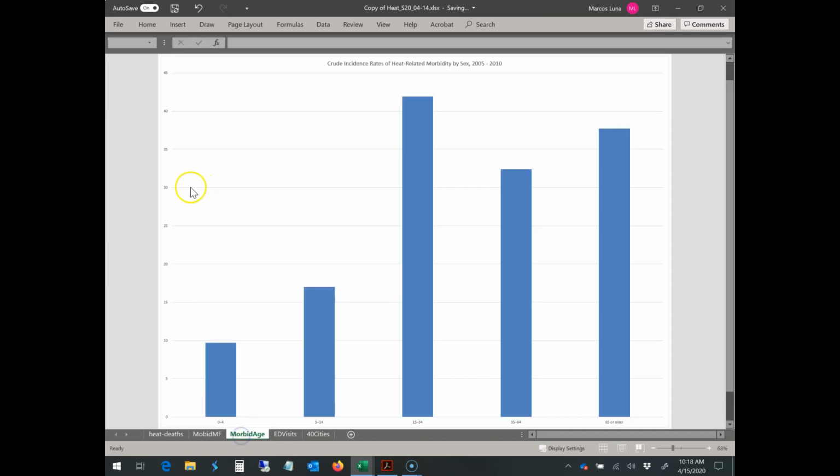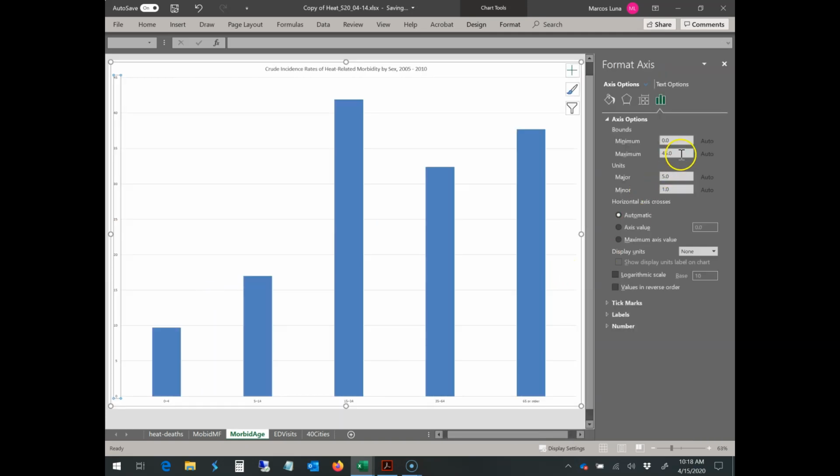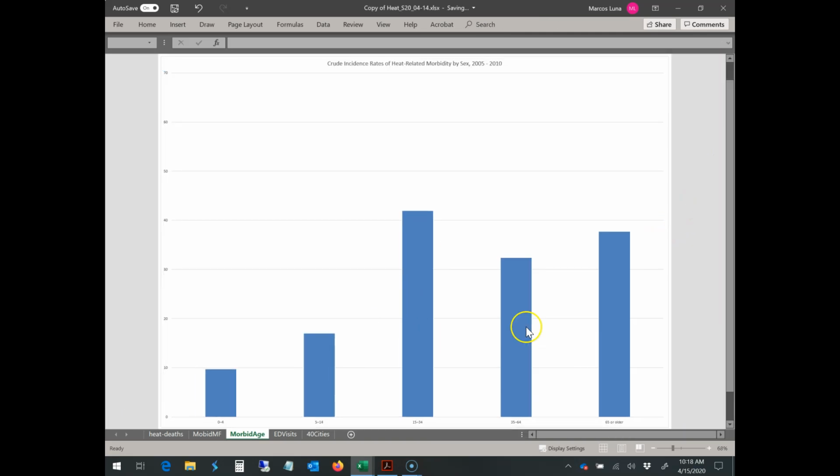So we do the same thing for age. We'll format that axis and change its maximum also to 70, okay? And you'll see that it lowers the bars, but now because they both have 70 on their y-axis, the vertical axis, we can compare them directly, right?